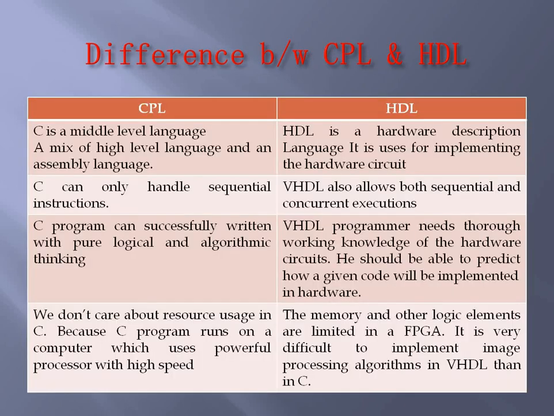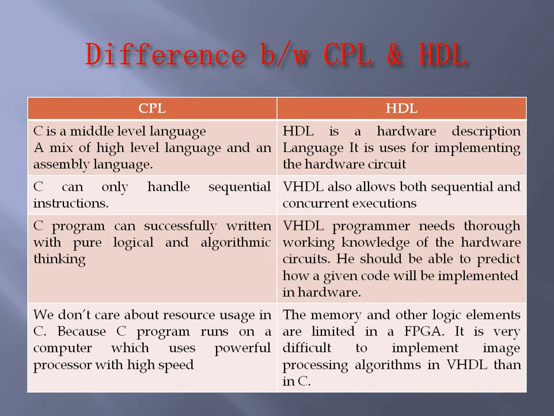But now let's see what is the difference between the C programming language and a hardware description language. Because till now we were discussing the hardware description language, but you also know very well C programming is widely used. So let's see what makes the difference between these two. C is a middle level language. It is a mix of high level language and assembly language, whereas a hardware description language, that is HDL, is used for implementing the hardware circuit.